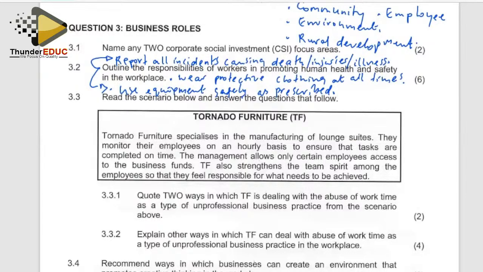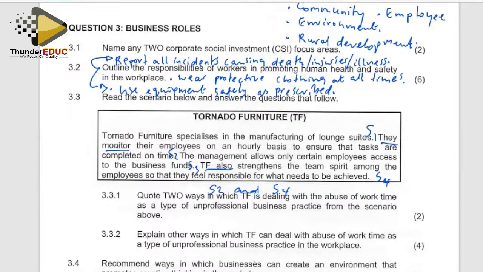So from this scenario, we see that we have sentence 1, sentence 2, sentence 3, and sentence 4. Okay, right. So now in this regard, we are going to quote sentence 2 and sentence 4. So write the sentence as it appears. You have: They monitor their employees on an hourly basis to ensure that tasks are completed on time. So this is the sentence that you should write. And the other sentence is the last one, where it says TF also strengthens the team spirit among the employees so that they feel responsible for what needs to be achieved.